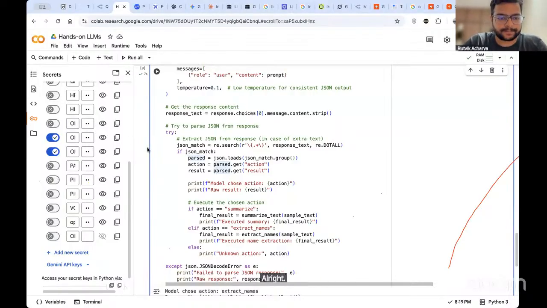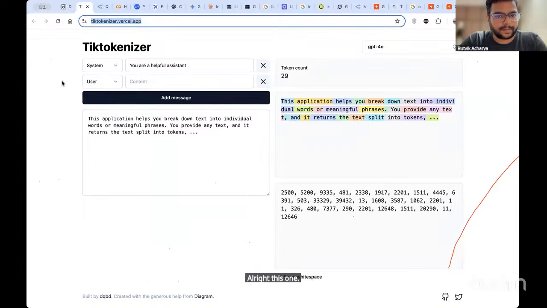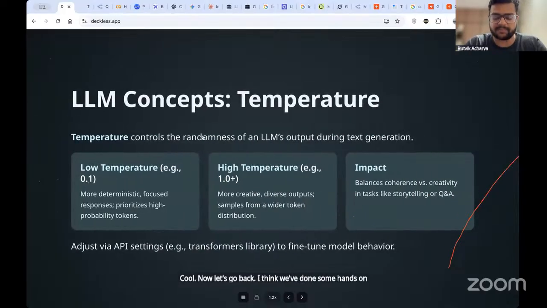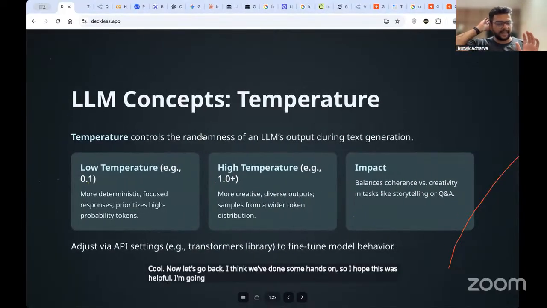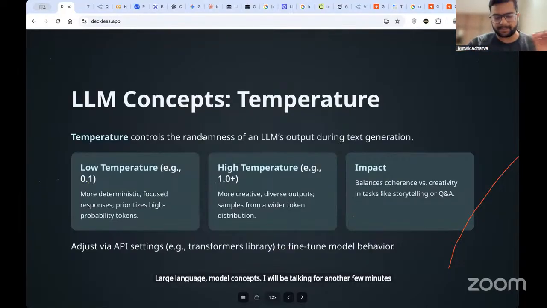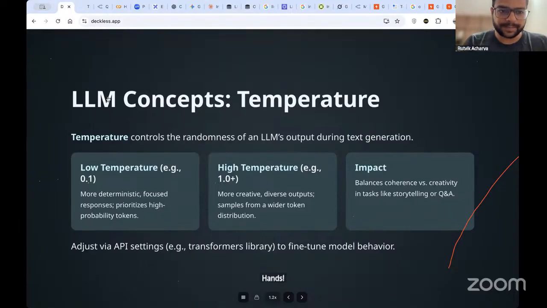Cool. Now, let's go back. I think we've done some hands-on, so I hope this was helpful. I'm going to explain some more large language model concepts. I will be talking for another few minutes. I don't want it to be a boring session. That is why I took the hands-on session in the middle.